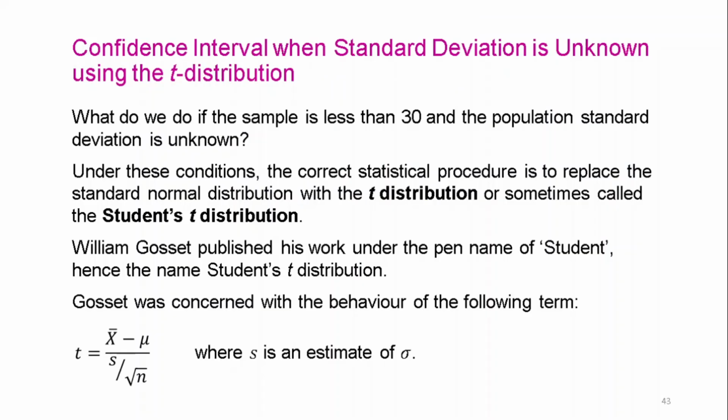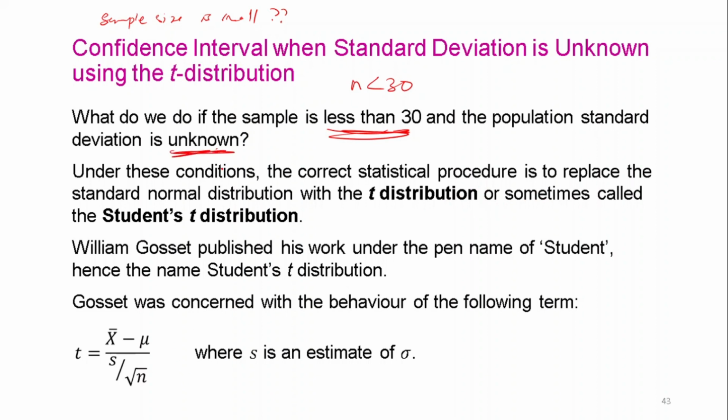In this topic, sometimes we will ask what happens if our sample size is small, which means that our sample size is less than 30, and the population standard deviation is unknown.